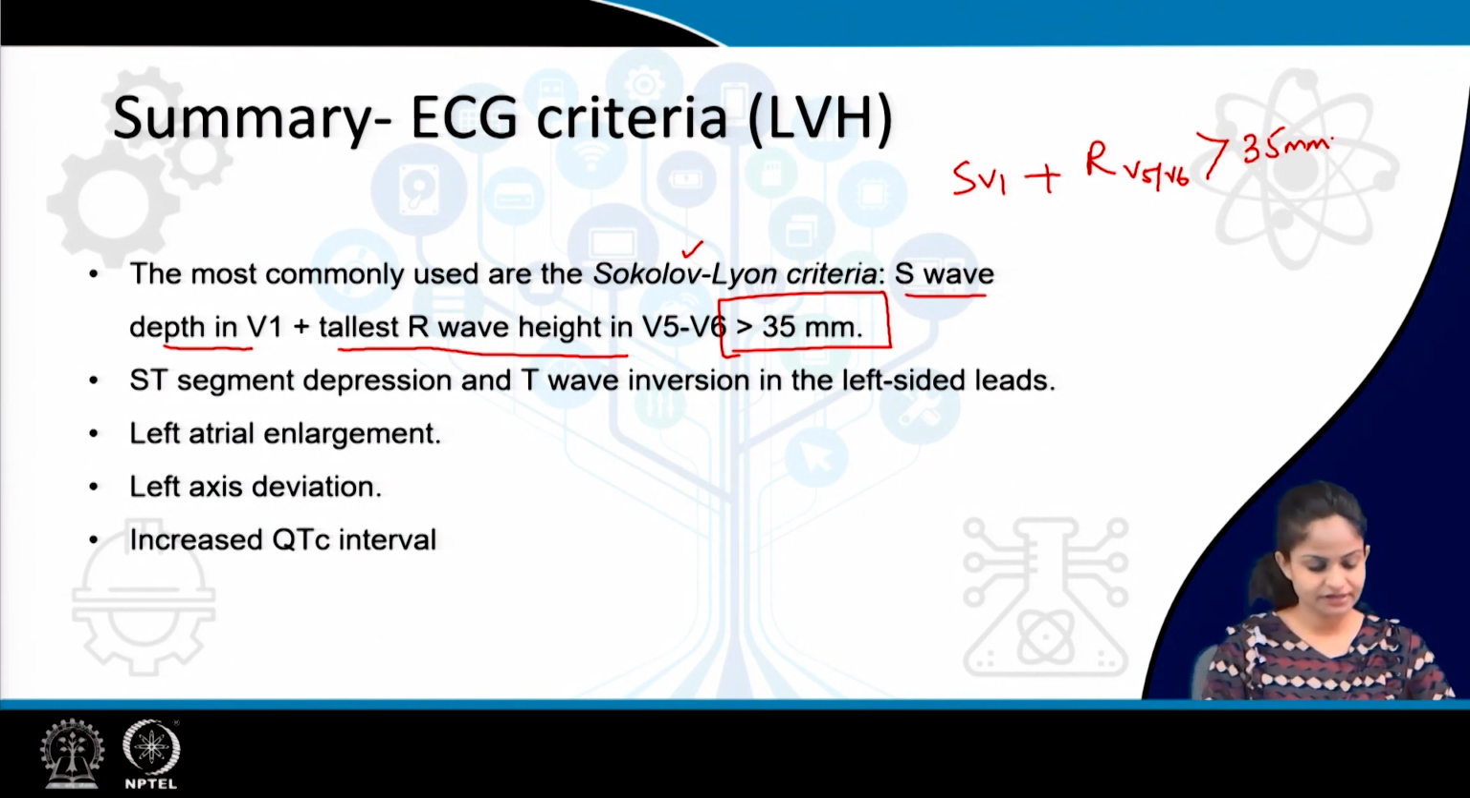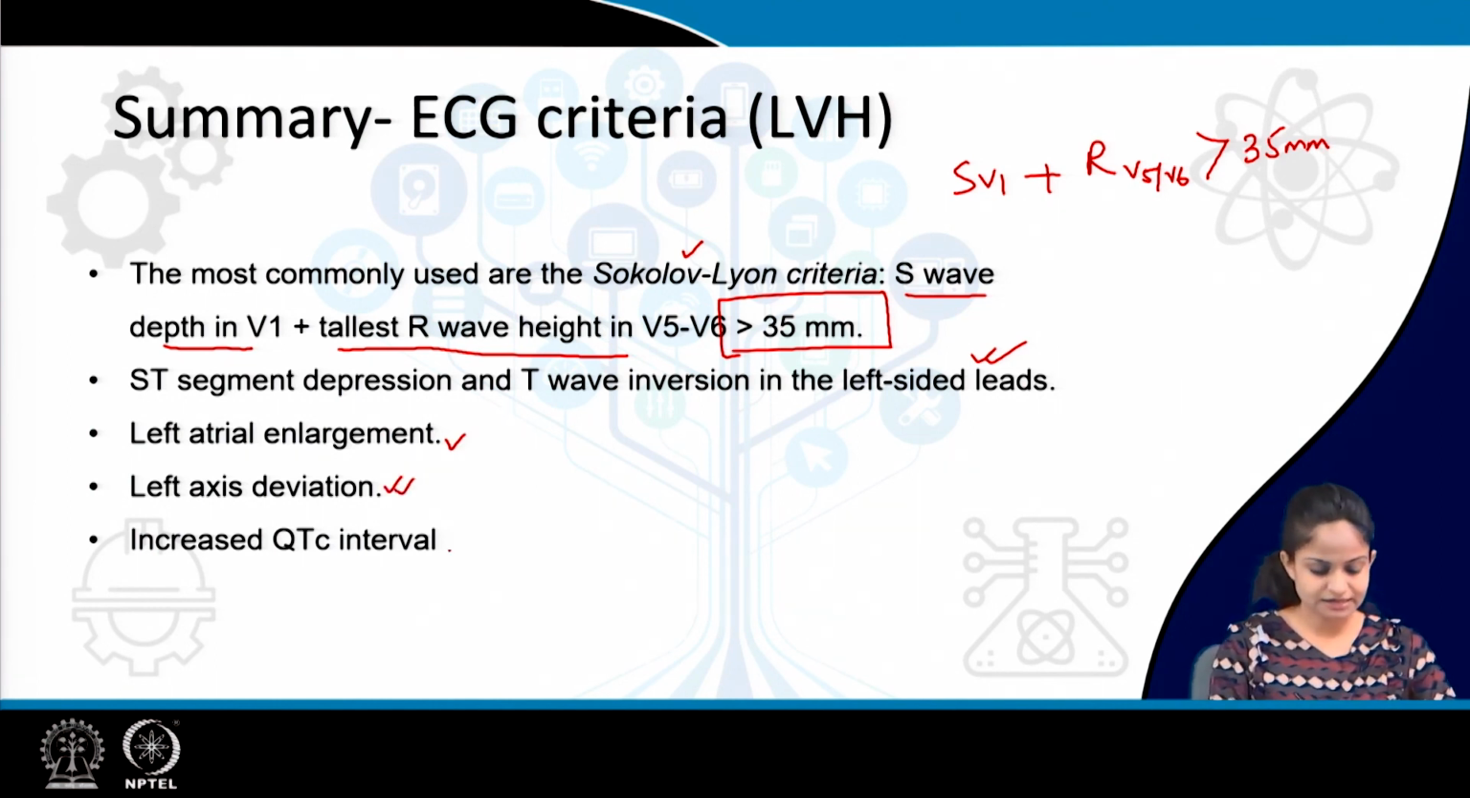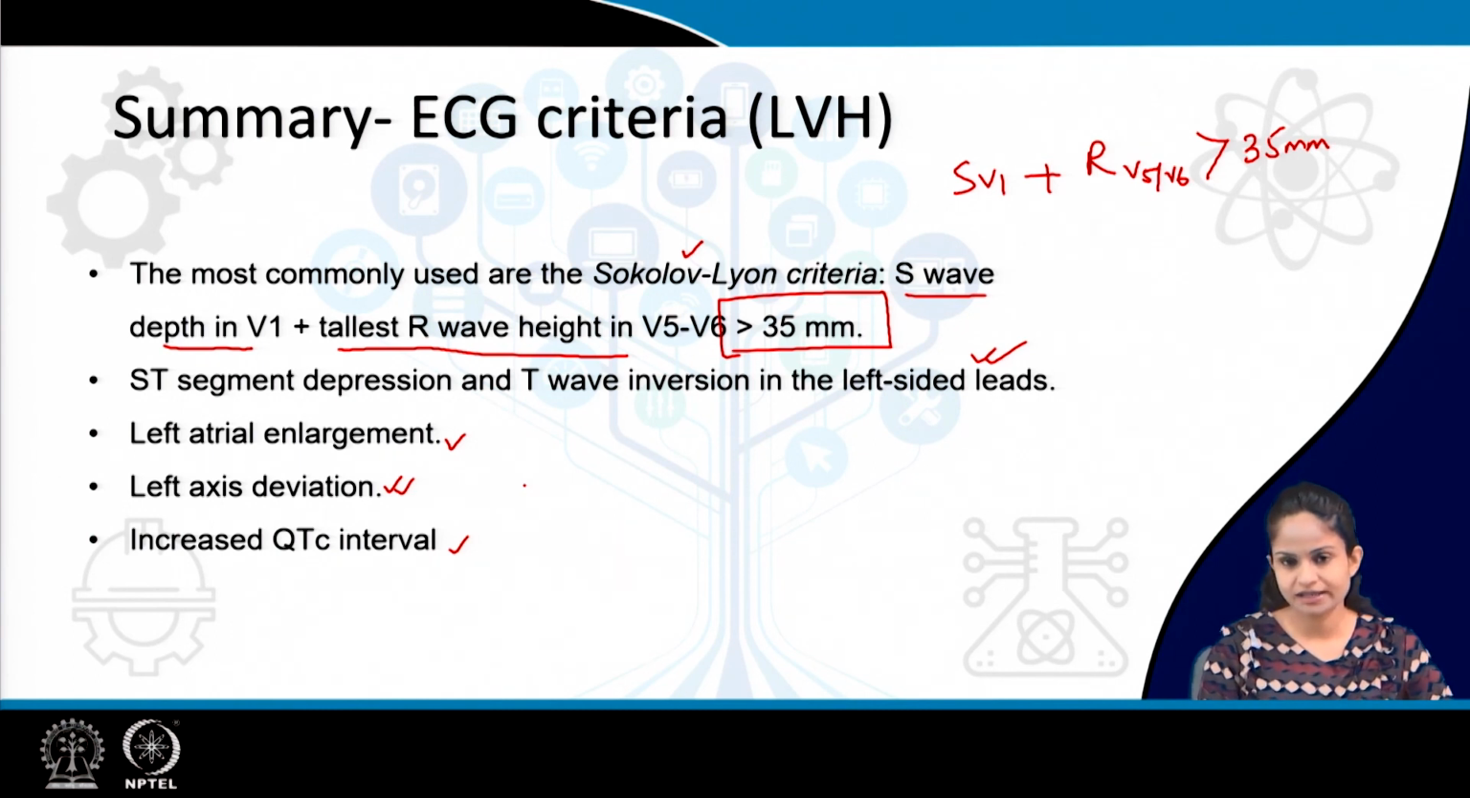Along with that, we have ST segment depression and T wave inversion, usually in the left sided leads, left atrial enlargement, left axis deviation sometimes, and increased QTc, corrected QT interval, which is mainly because of the increased action potential duration because of the increased depolarization of the ventricles. So, these are the key features we have to remember for left ventricular hypertrophy.